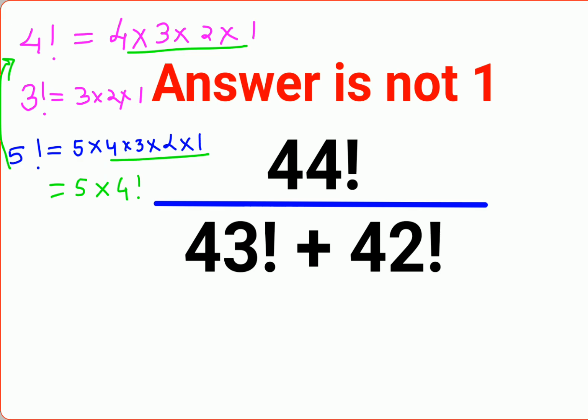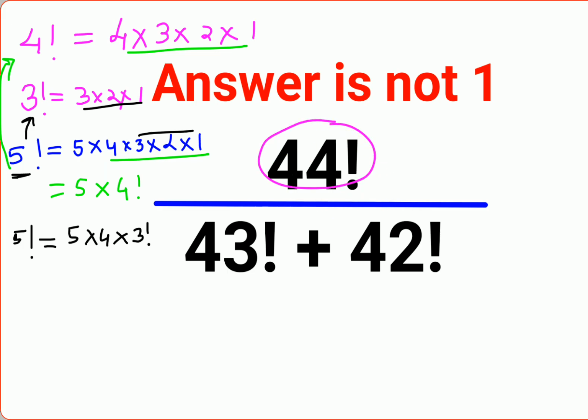Or if I wanted to write 5 factorial in terms of 3 factorial, I can even write this as 5 factorial equals 5 into 4, and then if you see these numbers are matching these numbers, so you can just write this as 3 factorial. So I hope you have understood that it is very easy to write the bigger number in terms of the smaller number.